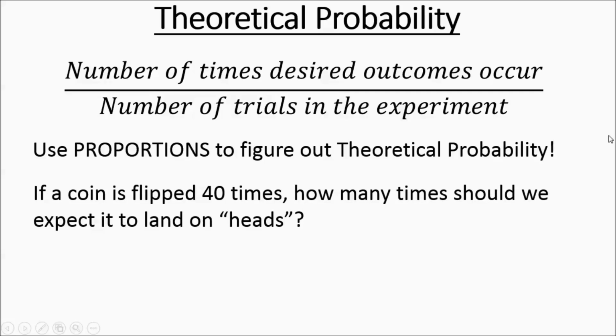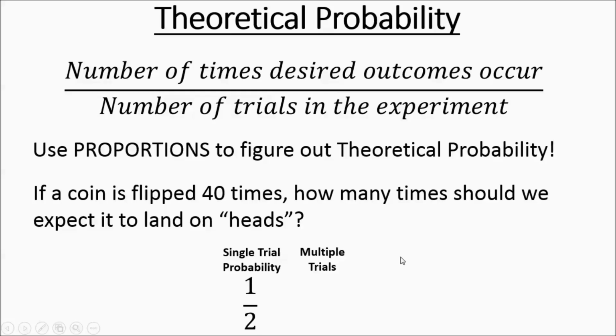So if you flip a coin 40 times, how many times would we expect it to land on heads? You figure out a single trial probability, and for flipping a coin you have a 1 in 2 chance. That's 1 heads out of a choice of heads or tails on the bottom. Okay? So that's your basic probability. Another way you could think about this is, out of every 2 flips, you're going to land on heads once.